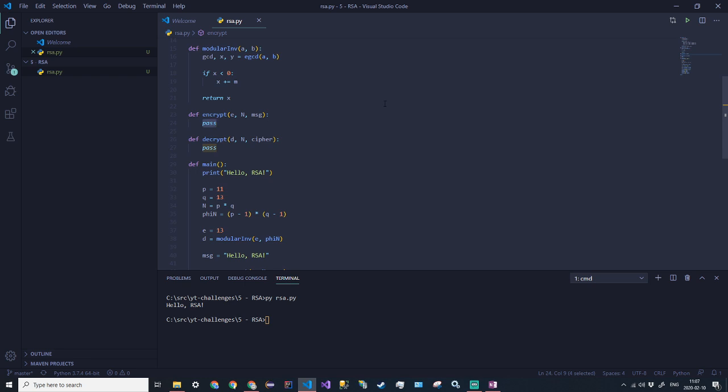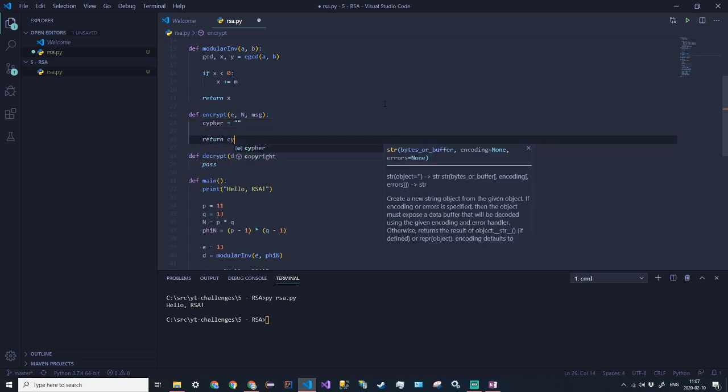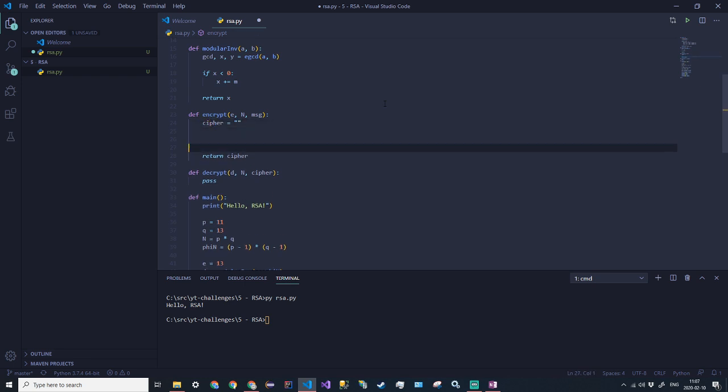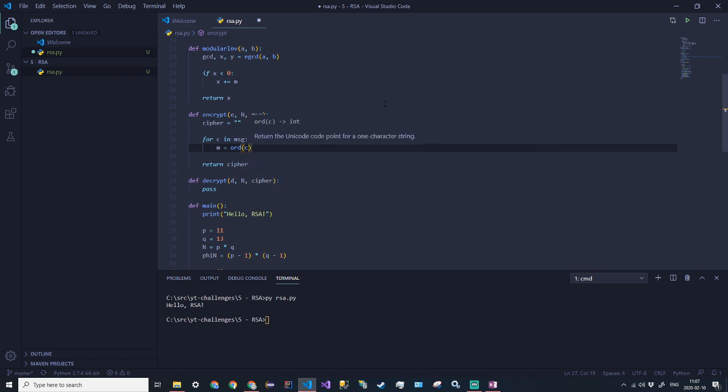So we'll go through each character, and like I said, the cipher is equal to an empty string, and we'll end up returning the cipher. I, not a Y. And so we're going to iterate through each character. So for C in message, we want to get the value of that. So let's say M is equal to ord C. So this returns the value for C for the character.